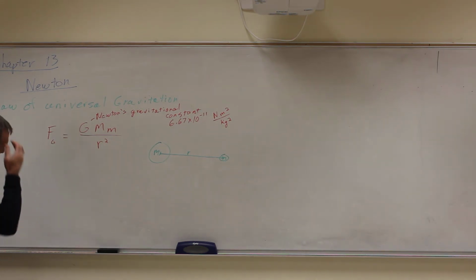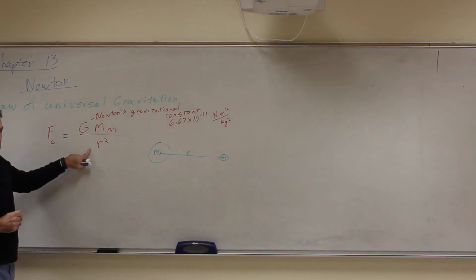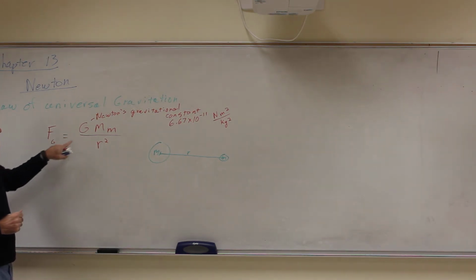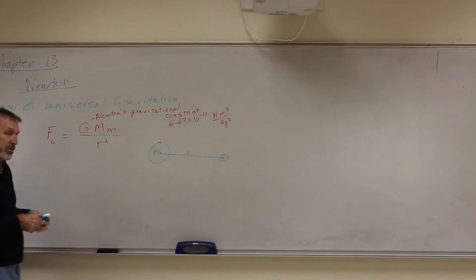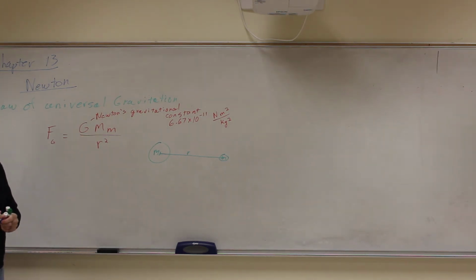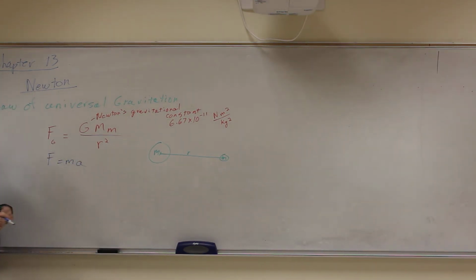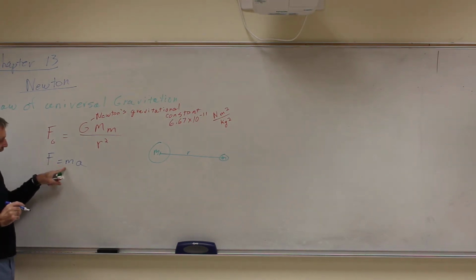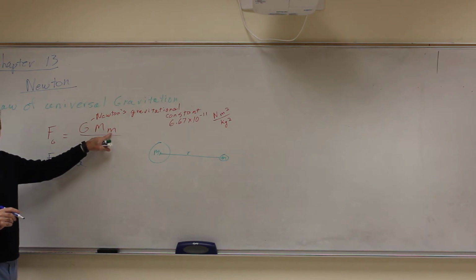All right. Now, let's think about this. This is the force of gravity, right? This is what's called your gravitational mass. But Newton also said, in his second law of motion, that force is equal to ma. The question is, is that mass the same as that mass?